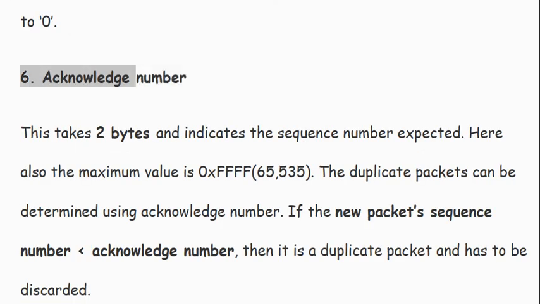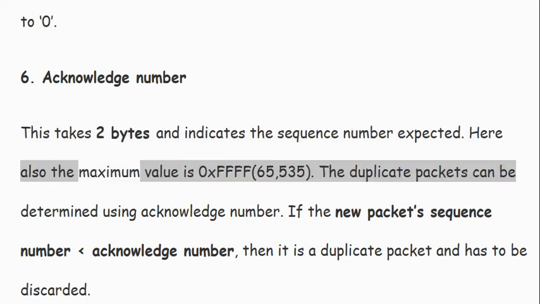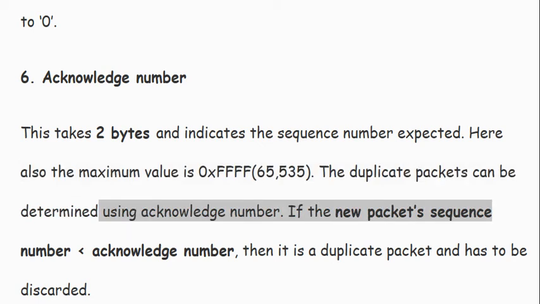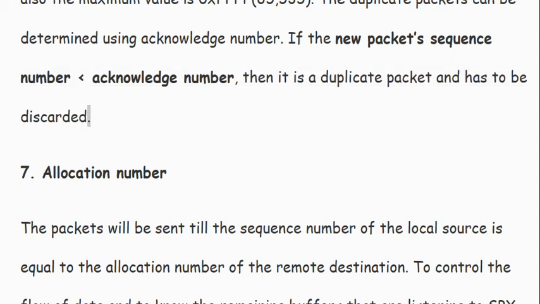6. Acknowledge number. This takes 2 bytes and indicates the sequence number expected. Here also the maximum value is 0xFFFF, 65535. The duplicate packets can be determined using the acknowledge number. If the new packet's sequence number is less than the acknowledge number, then it is a duplicate packet and has to be discarded.